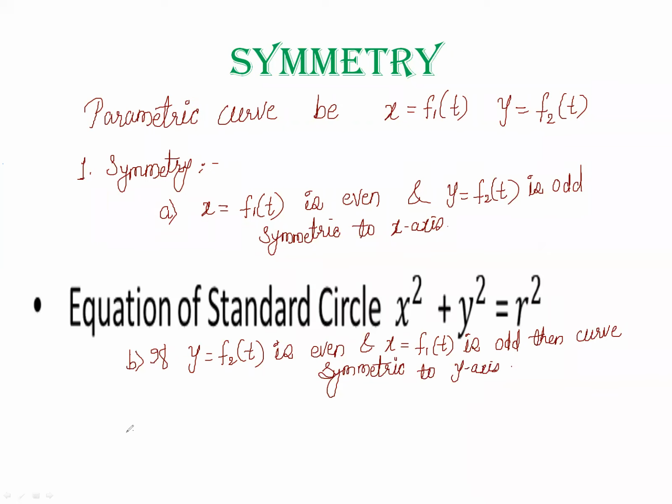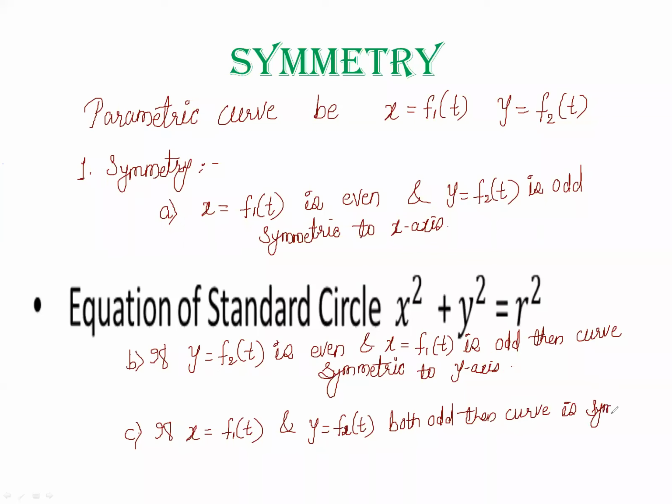Okay, then third point, if x equal to f1 of t and y is equal to f2 of t, both odd, then curve is symmetric in opposite quadrant. Okay, just look at about symmetry.